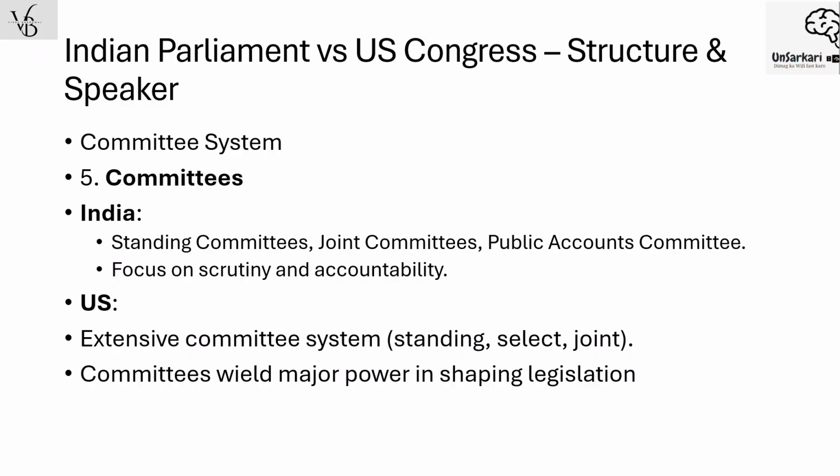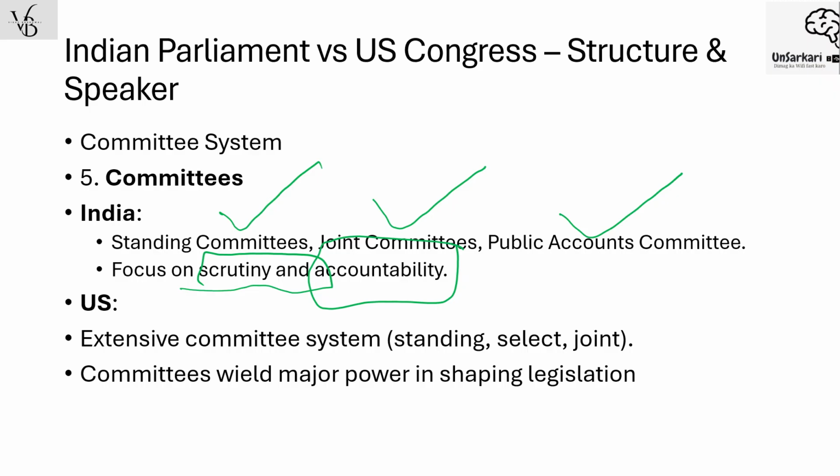The committee system is there. India has standing committees, joint committees, and the Public Accounts Committee. There is a focus on scrutiny and accountability. As we see, it is a very important part of parliamentary democracy. In the US also, there is an extensive committee system: standing committees, select committees, joint committees, and the committees wield major power in shaping legislation. And that is why US democracy has great impact not only on the US but on the rest of the world also.